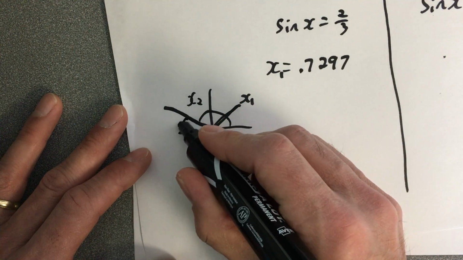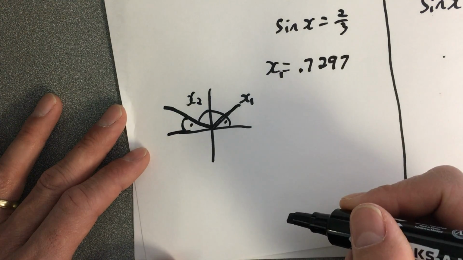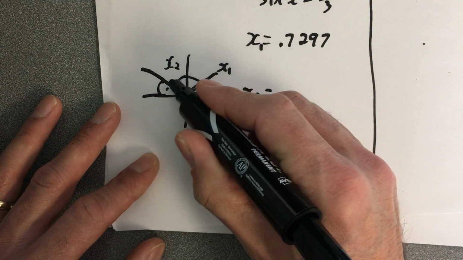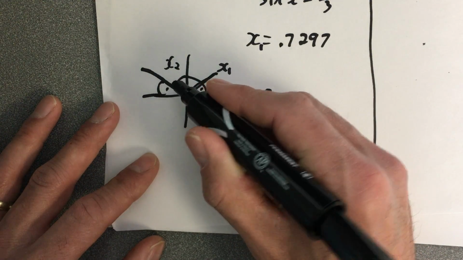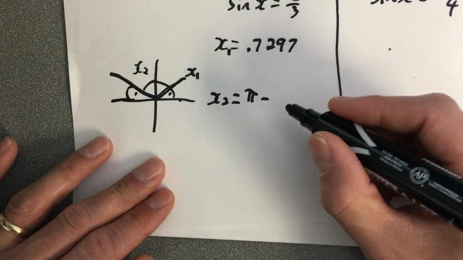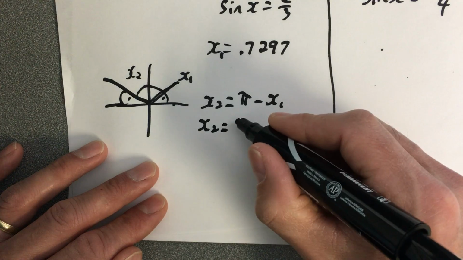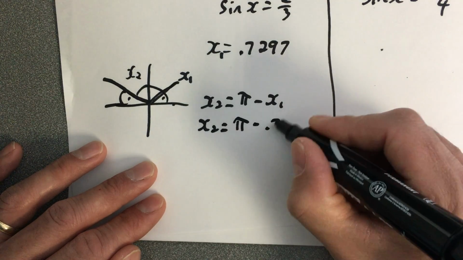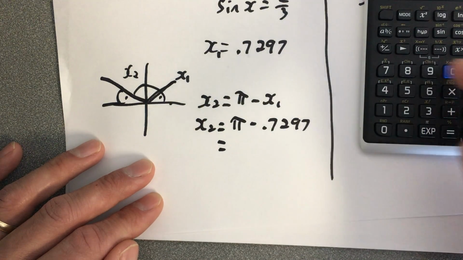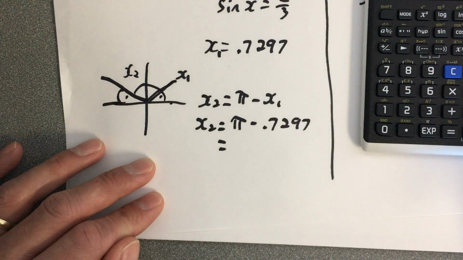And the reference angle down here is going to be the same as that one. That's x1. So that means that x2 is equal to 180 degrees minus x1. So x2 is pi radians, because pi radians is 180 degrees, minus x1. So x2 is pi minus 0.7297. So it is 2.41.